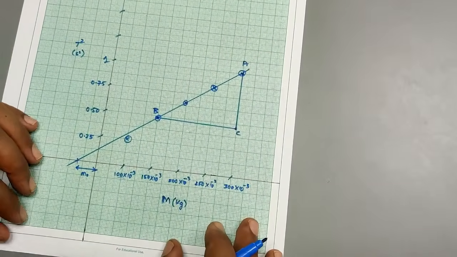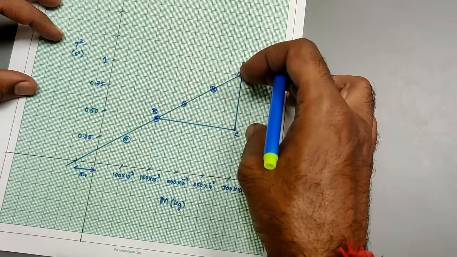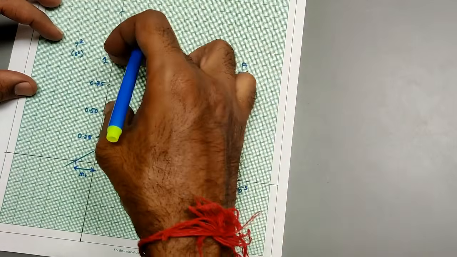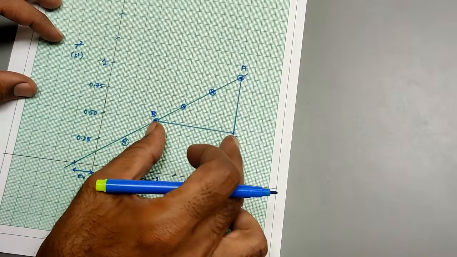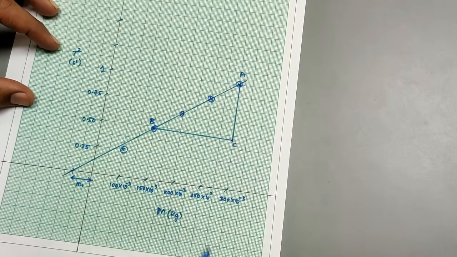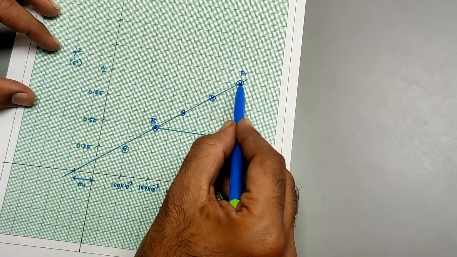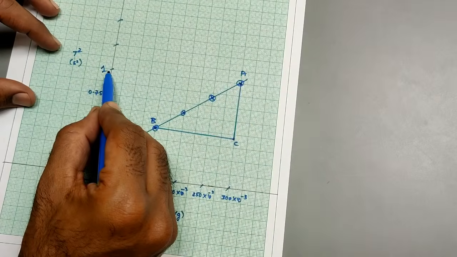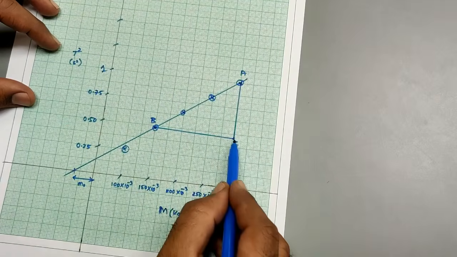So how to take the value of AC and BC? See, for AC you have to take the values on the y-axis because AC is parallel to the y-axis. BC means we have to take the values from the x-axis because BC is parallel to the x-axis. So to take AC, how much is the value of A? It is 1, correct?